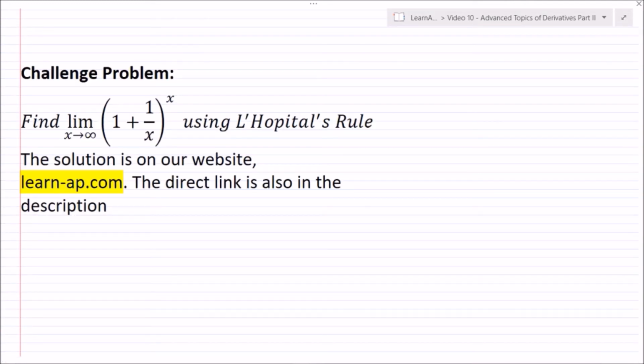Alright, so that brings me to today's challenge problem. Find the limit as x goes to infinity of 1 plus 1 over x all to the x using L'Hopital's Rule. So if you recognize what this is, just do L'Hopital's Rule and sort of prove the value that you know.